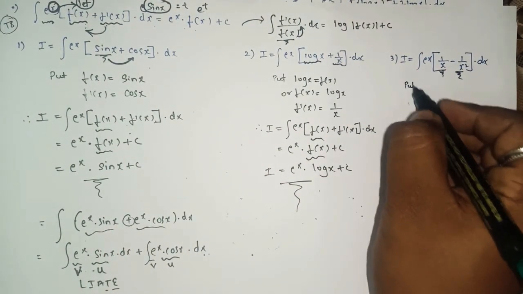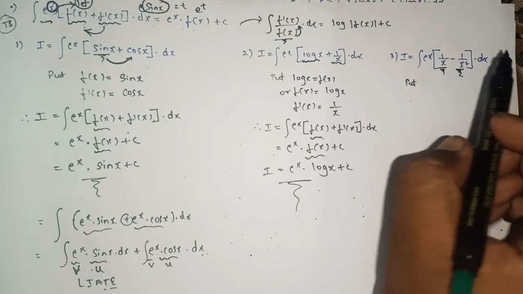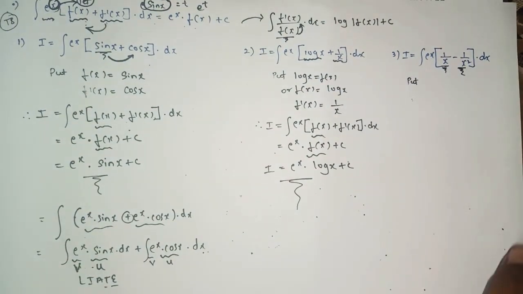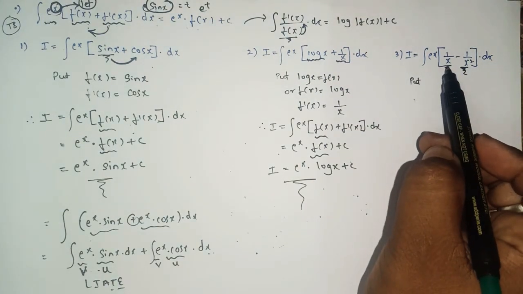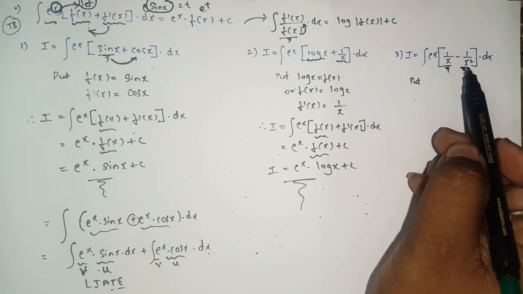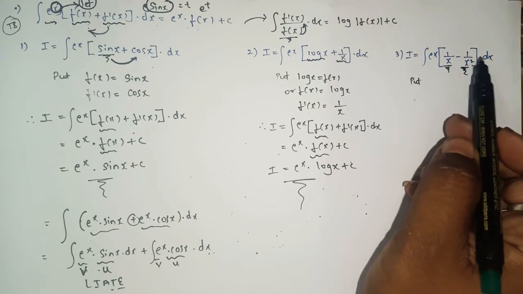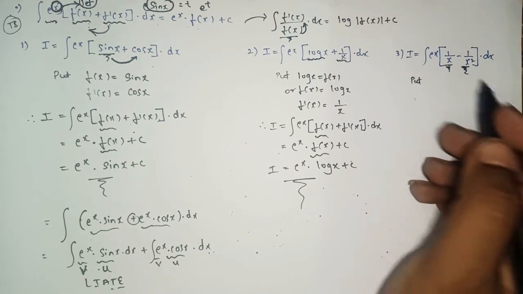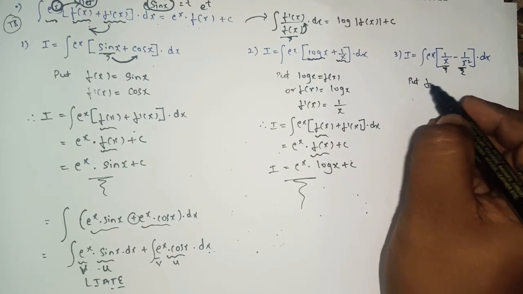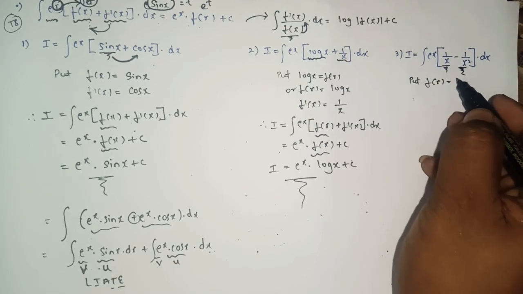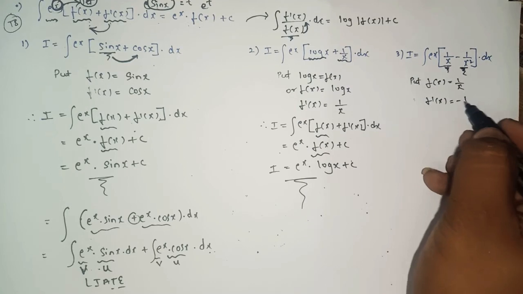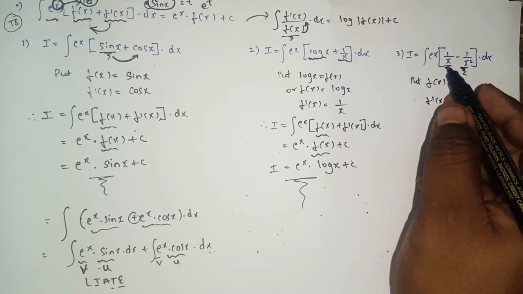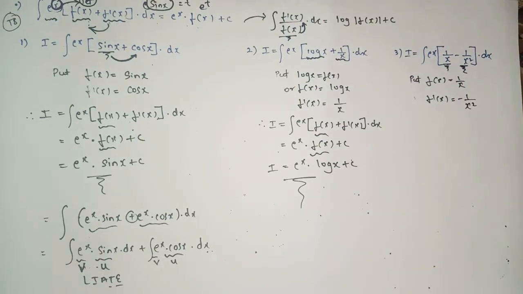For this, first we'll check to which part we have to consider f of x. Clearly we can see that the derivative of 1 upon x is minus 1 upon x square, so the derivative of one part gives the other. So this part we consider as f of x and this section as f dash x.